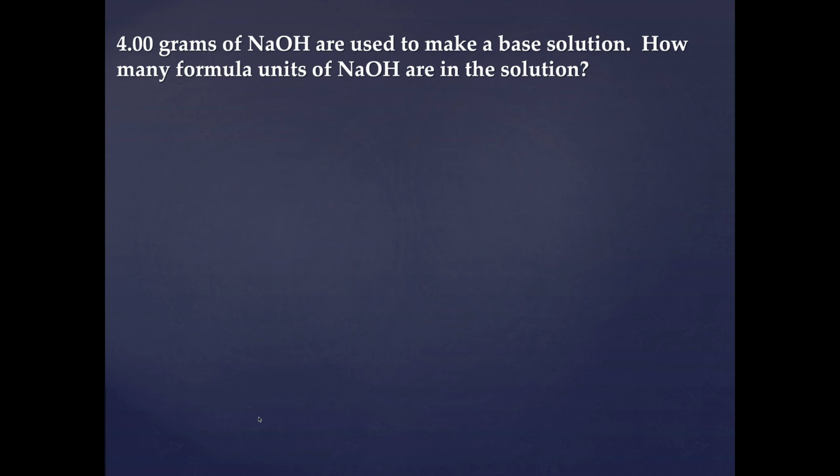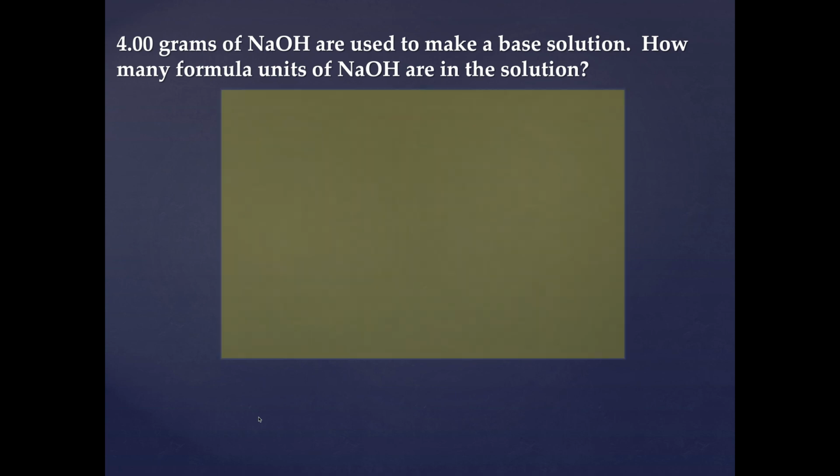4 grams of sodium hydroxide are used to make a base solution. How many formula units of sodium hydroxide are in the solution? Now, I'd use the word molecule, except you can't apply the word molecule to an ionic compound. Only molecular substances get to use the word molecule. So we use the word formula unit instead of molecule when we're describing an ionic compound.